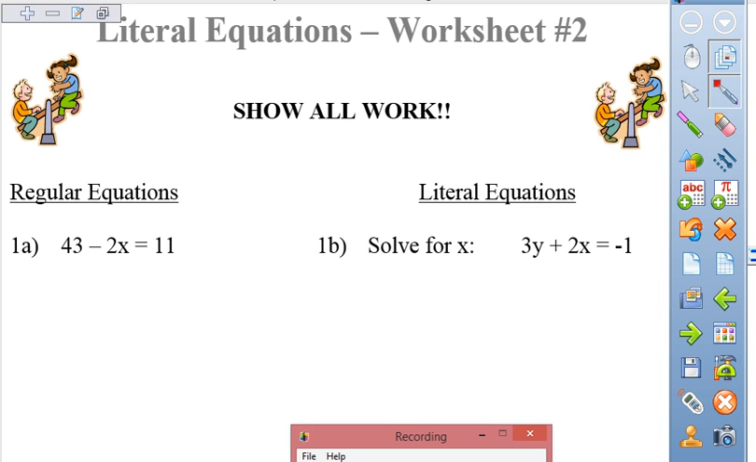Here is Literal Equations worksheet number 2. I'm going to do part of the worksheet with you. Number 1, regular equations. We're going to be solving for x.